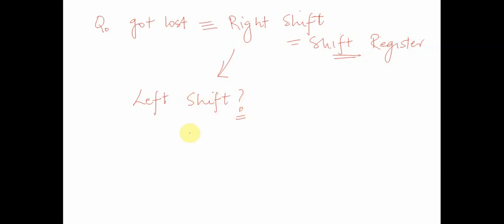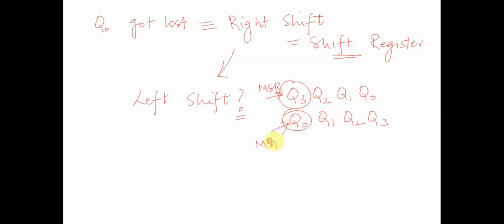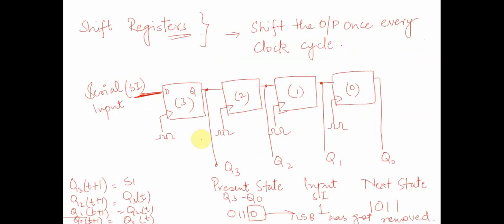Right shift or left shift depends upon the nomenclature we take, whether we say Q3, Q2, Q1, Q0 is like this, or we say Q0 is the MSB, Q1 is the next one, and Q3 is the LSB. Depending upon whether we treat this end or that end as the MSB, we can build either a right shift register or a left shift register. If we want a left shift register, instead of Q3 we will make it Q0, and we will get a left shift register.